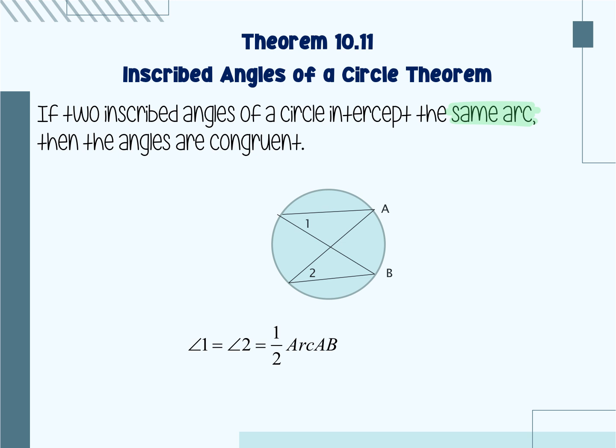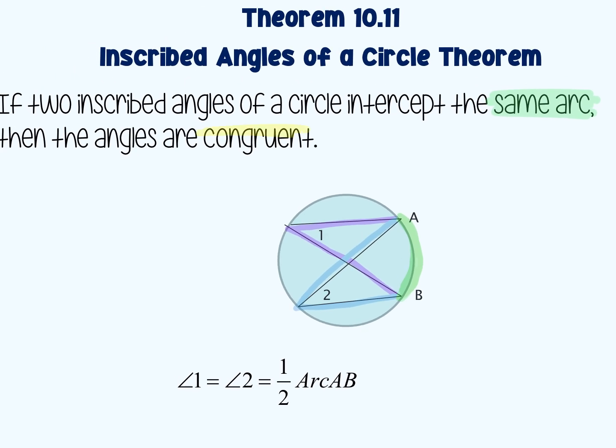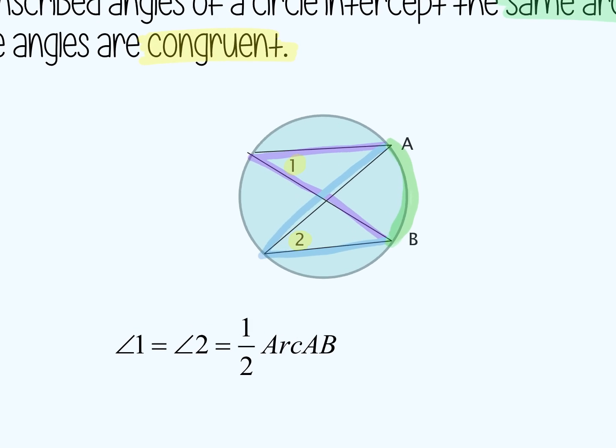So looking at it, where are my two inscribed angles? I have one here and one here. The same arc is in green. This is my same arc. So if they're intercepting the same arc, then the two angles are congruent. That means angle 1 and angle 2 are the same measure. If you think about it, let's just give it a measurement as an example.